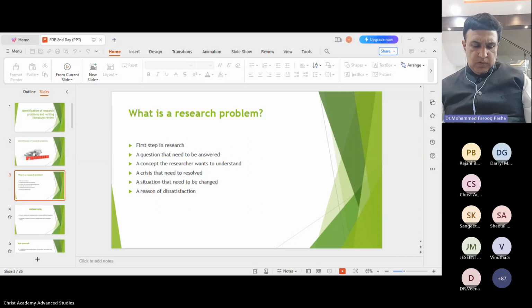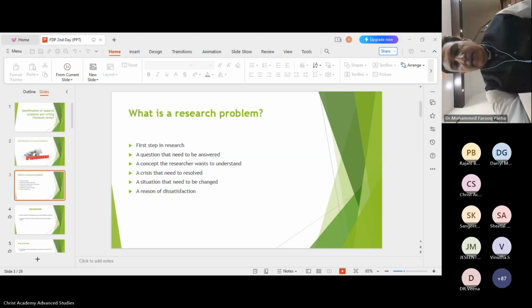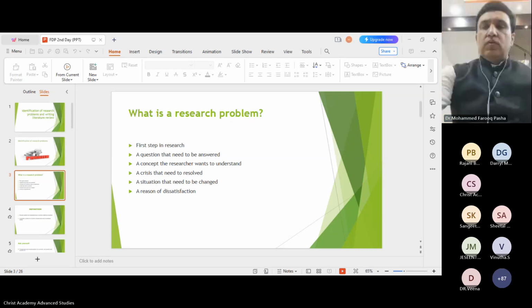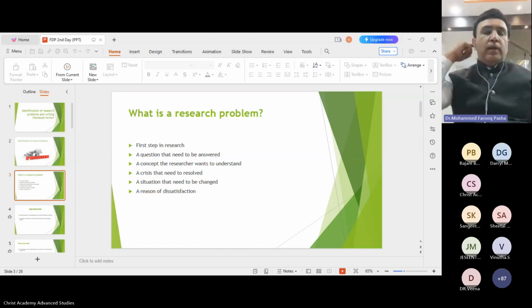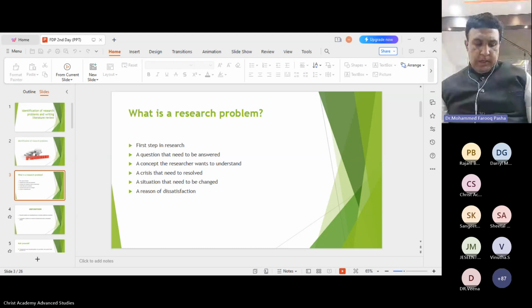Then, when it comes to why this study is important to the scholarly community, believe me, your research is tomorrow's reference for somebody else. Definitely, whatever you are adding to the research today is going to help the scholar community.